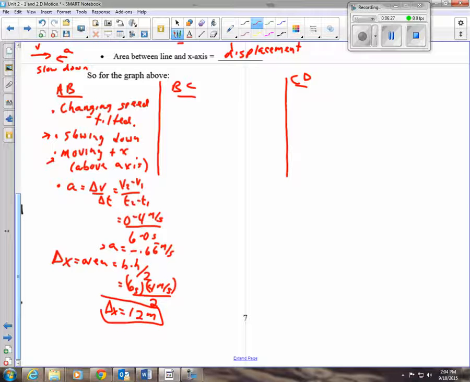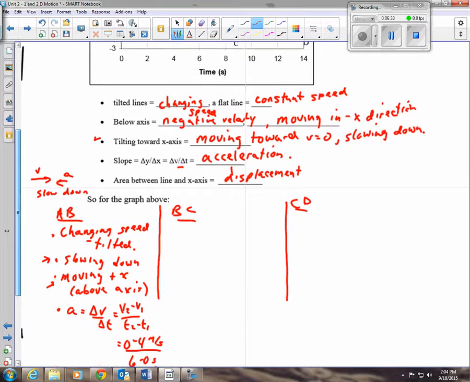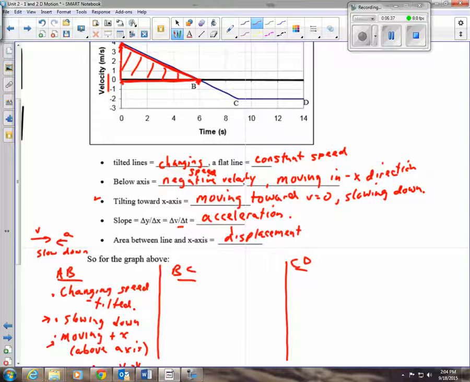And it's positive, and we said it's moving in the positive direction, so its displacement has to be positive. So all this stuff ends up matching what we decided it would look like. From B to C, first I'm going to say it is moving in a negative x direction because it's below the axis. All right.